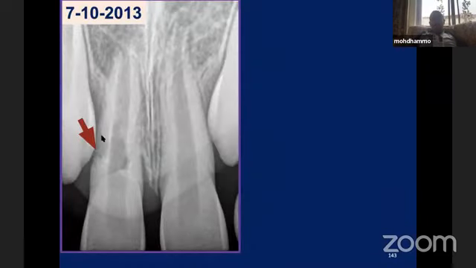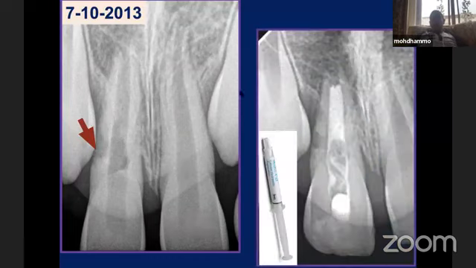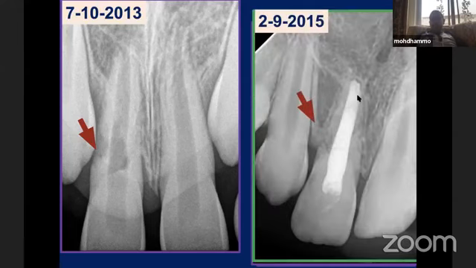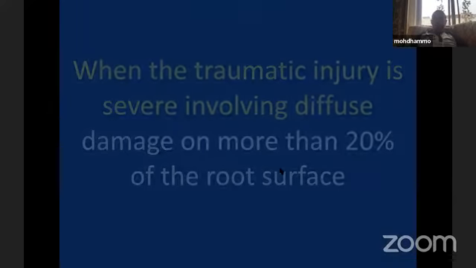We have a resorption here, external resorption. I placed tungsten calcium hydroxide for about 15 days. Then I made my obturation here. So let's make the follow-up. Let's see this case after 2 years. You can see here the resorption is stopped. No more resorption, no more radiolucency. We can consider it as a successful treatment.